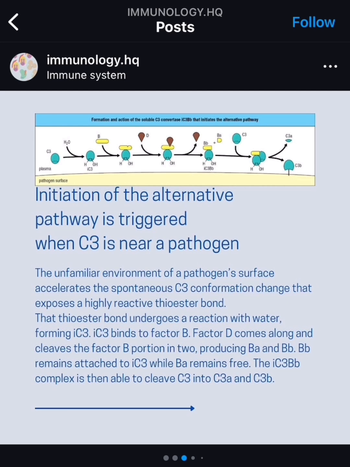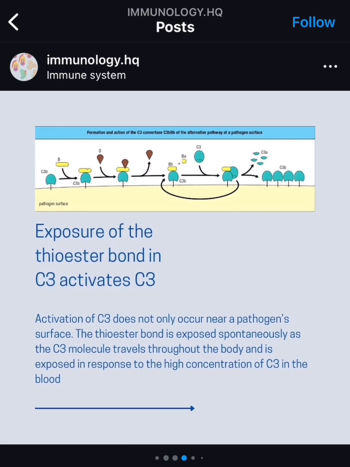Factor D comes along and cleaves the factor B portion in two, producing Ba and Bb. Bb remains attached to the iC3 while Ba remains free. The iC3Bb complex is then able to cleave C3 into C3a and C3b. Exposure of the thioester bond in C3 activates C3.